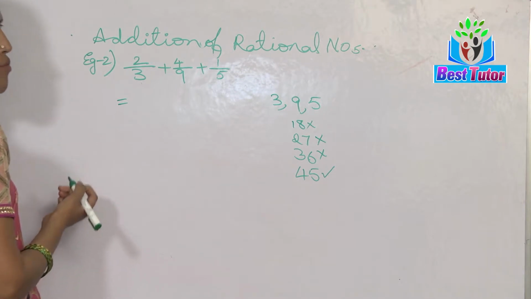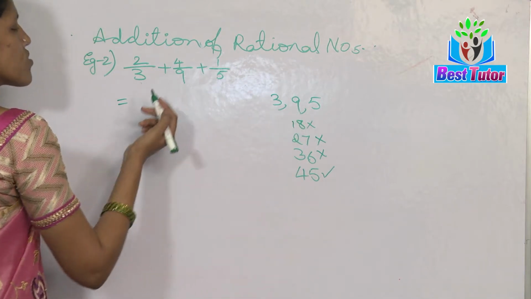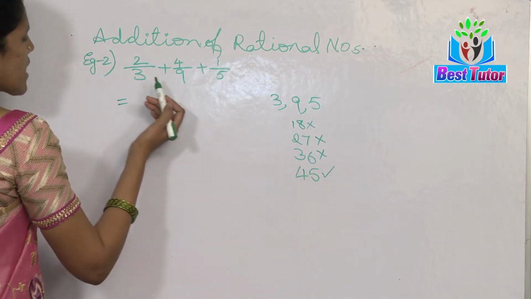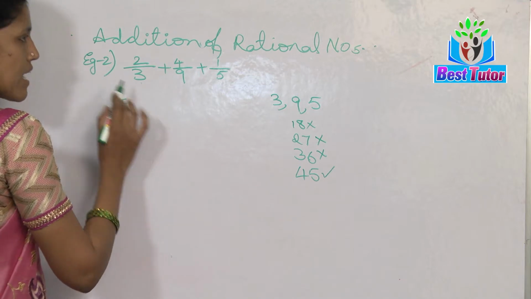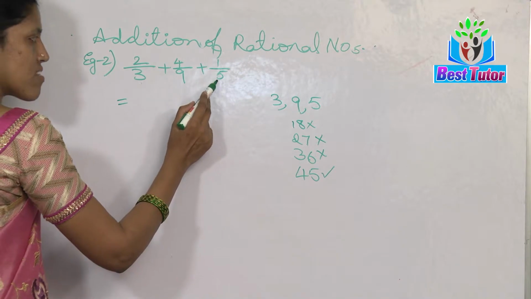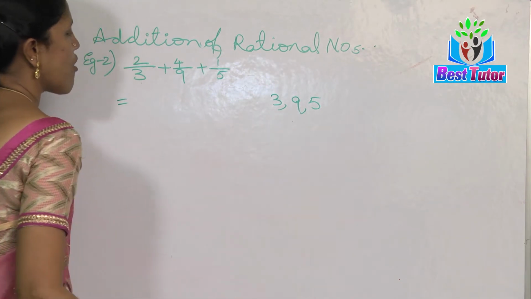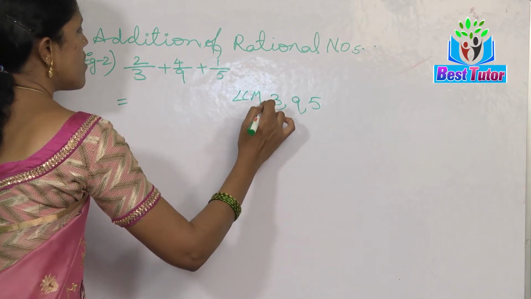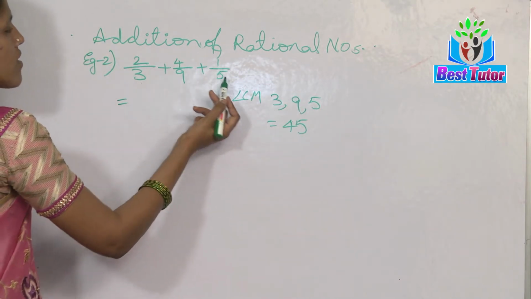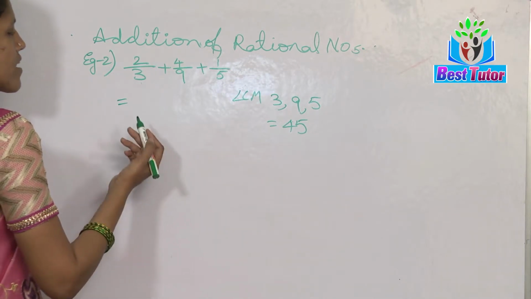I would like to add one more point here. Any number which is divisible by 9 will automatically be divisible by 3. So in this step, even if you don't check whether it is divisible by 3 or not, it doesn't make any difference. You can directly check whether it is divisible by 5 or not. So we have found that the LCM of 3, 9 and 5 is 45. So we need to convert all these 3 rational numbers into rational numbers with 45 as their denominator.